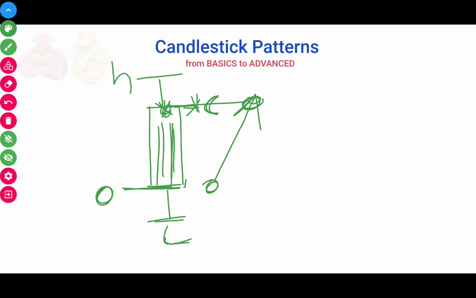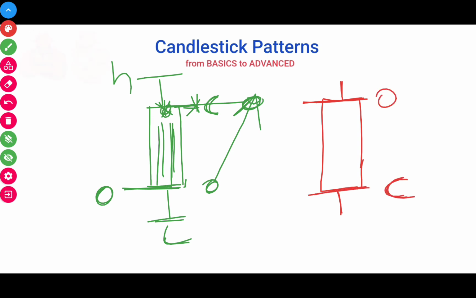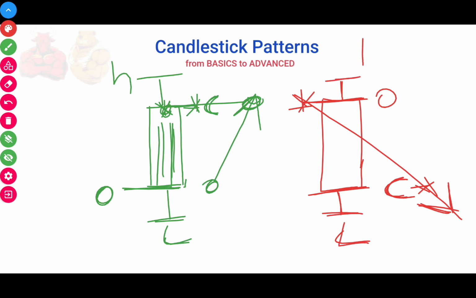Similarly, in a bearish candle or bearish market, we represent the candle in red. Why is this red? Because its opening price is above the closing price, which means the market opened here and closed here, which means the market is coming down. And this is the low and this is the high.